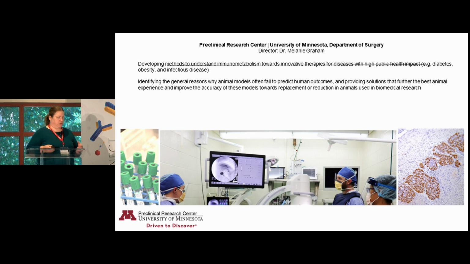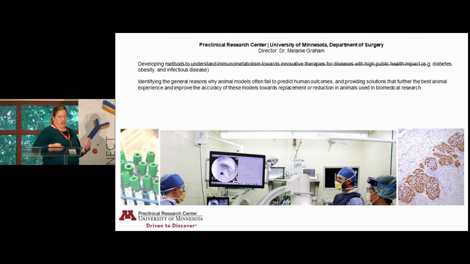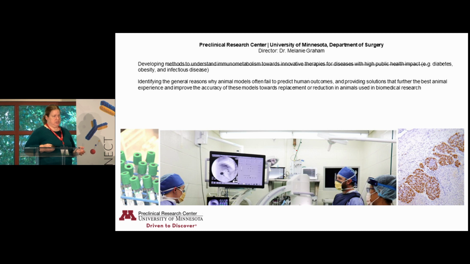First, I just want to give a brief overview of the Preclinical Research Center, which is my research team. We are directed by Dr. Mel Graham, and we are in the Department of Surgery at the U of M. And we focus on developing methods to study immunometabolism and other complex diseases. Specifically, we focus on non-human primate research. We also use other research models, but that's really our specialty.